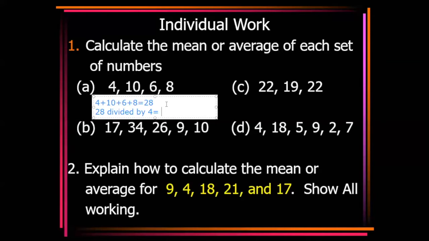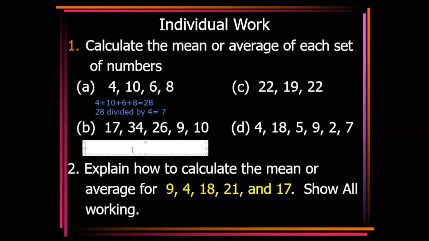Okay, 28 divided by 4 equals 7. The mean of question A equals 7. Okay, let's move on to question B. What is the first step? Add. Okay, what are we adding? We're adding 17 plus 34 plus 26 plus 9 plus 10.